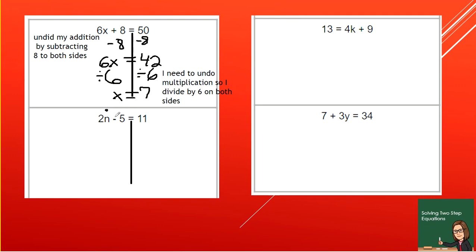Now I need to undo my addition or subtraction. So I look. The 5 is being subtracted. So to undo that, I'm going to add 5. Whatever I do to one side, I have to do to the other side of the line. So then I get 2n equals 16.